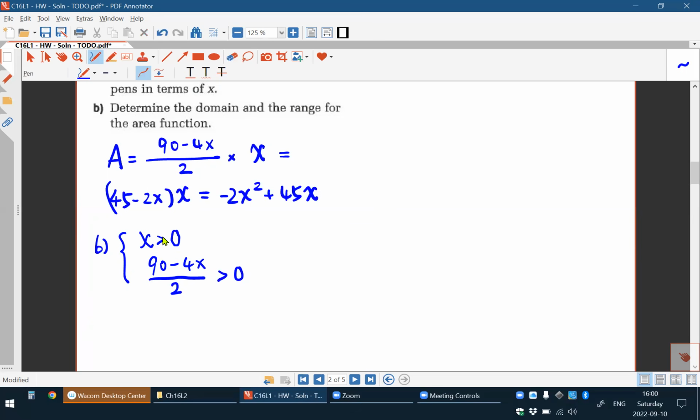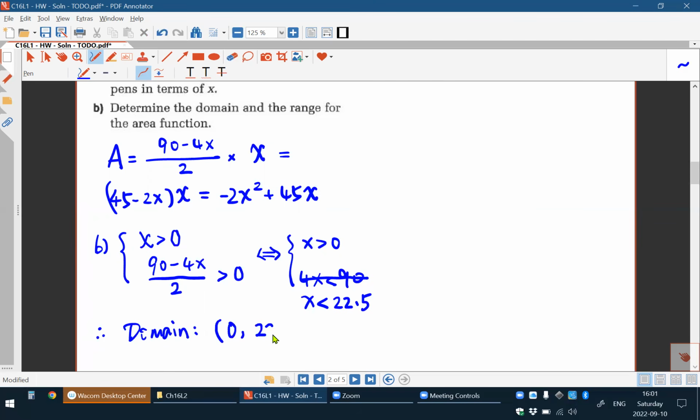Therefore, the limitations for x must be the combination of these two expressions, which is equivalent to, first, x must be greater than 0. Second, 4x must be less than 90, which means x must be smaller than 22.5, right? Therefore, the domain of this function is 0 to 22.5 exclusive, right? Okay, so how do you find the range?